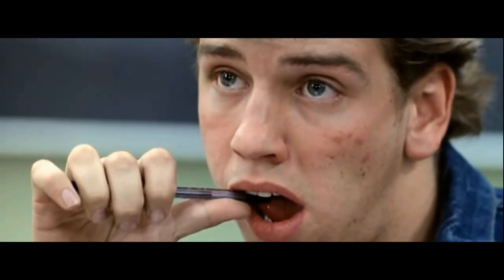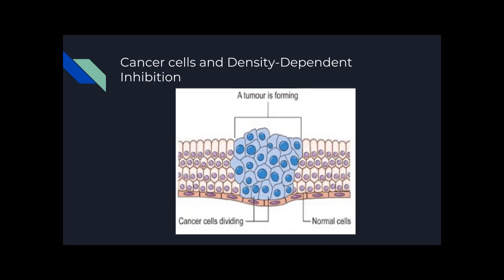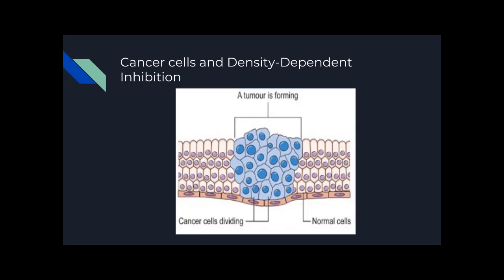So what happens if there's no control over the cycle? That's a good question. When cells divide, there is a strange phenomenon called density-dependent inhibition. That's a big word. This occurs when cells continue to grow until the space they occupy is full. Then they halt their growth.